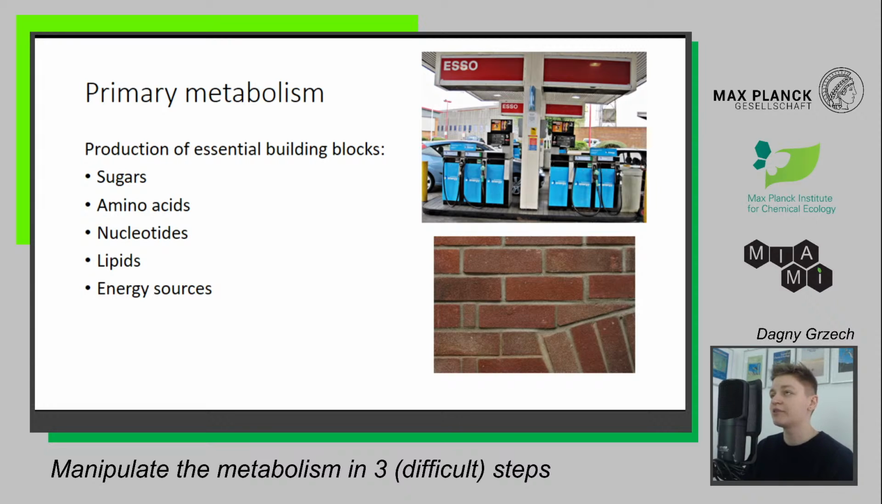And I like to imagine primary metabolism as 2 things. The first one being a gas station, so something that you get your fuel from, and you have your fuel, you can use it, you can do whatever you want to do because you have the energy to do it. And then the second thing is bricks. So as I said, primary metabolism produces essential building blocks, and these are simple building blocks, just like bricks. You can build different things from them, but you need the primary metabolism to provide the building materials.